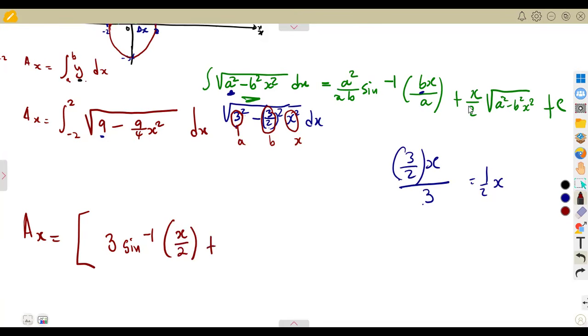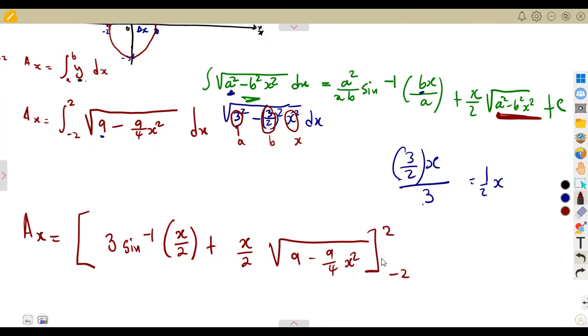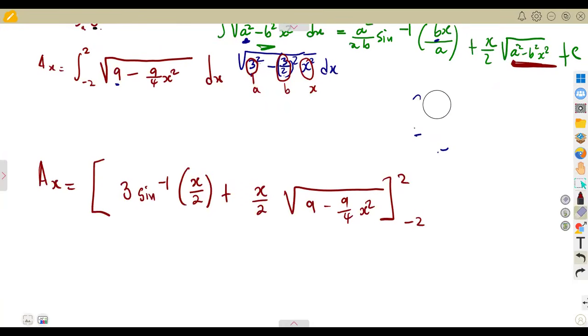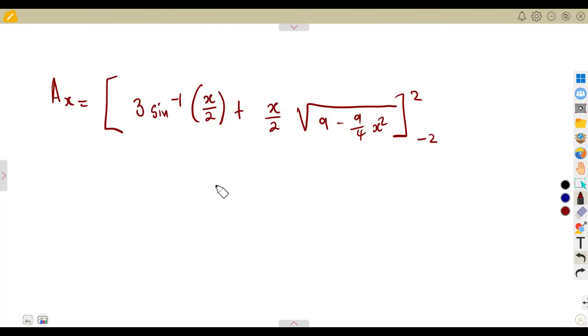Plus x over 2. It's still the same x over 2, so it's just going to be x over 2 as it is. The square root of a squared minus b squared x squared is the same as the one we had previously from our formula. So this a squared minus b squared x squared originally represents your question the way that it was. So it's 9 minus 9 over 4 x squared. With our limits from negative 2 up to 2, we were going to have the value of the area, and make sure that your values here are in radians. Whenever you deal with trigonometric functions, your values should be in radians.